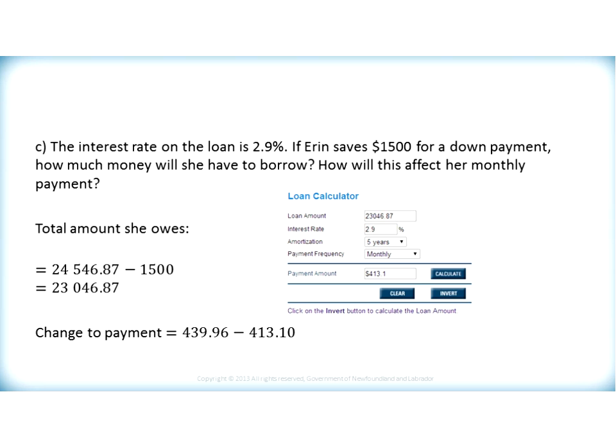So the change to her payment: her original payment was $439.96. Now she's only going to be paying $413.10, which means it's a total difference monthly of $26.86. So her payments are going to go down by almost $27 a month if she can put $1,500 down on the car at the very beginning.